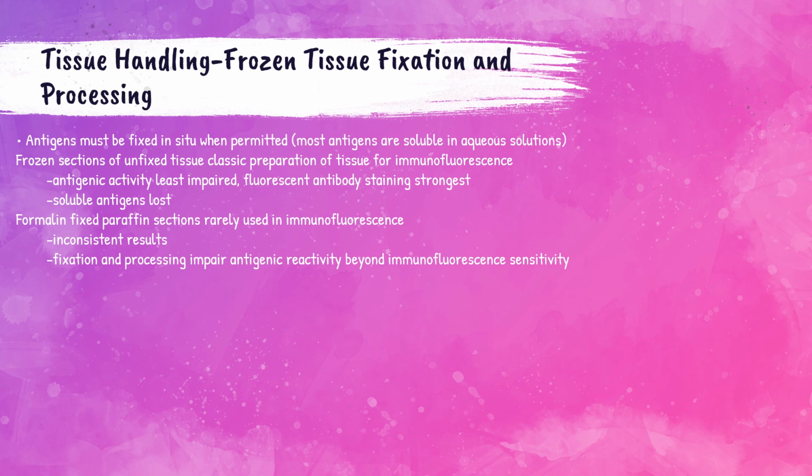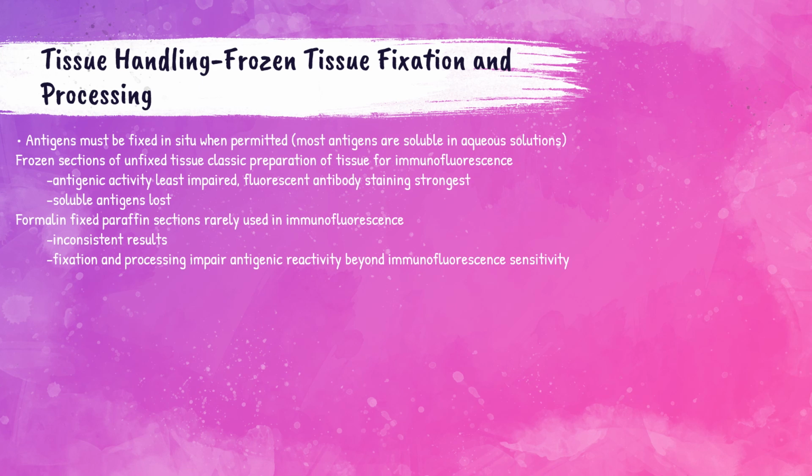We'll talk about immunofluorescence in the coming slides, but this is an immunohistochemical technique, and in this technique, antigen reactivity must be preserved as much as possible. So this is an example of why antigen stability must be considered. For this technique, frozen sections of unfixed tissue are the classic preparation of tissue. In this, the activity of the antigen is the least impaired, and fluorescent antibody staining is the strongest. Soluble antigens, if present, are lost with this technique.